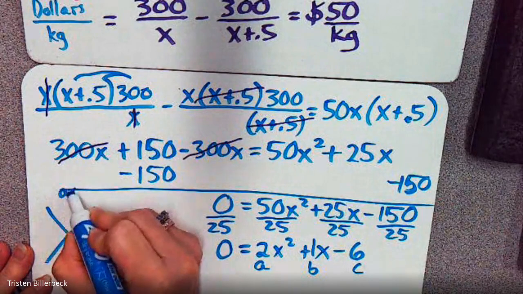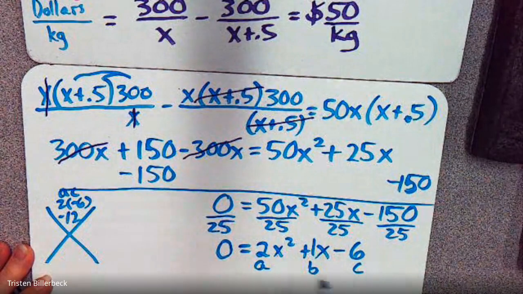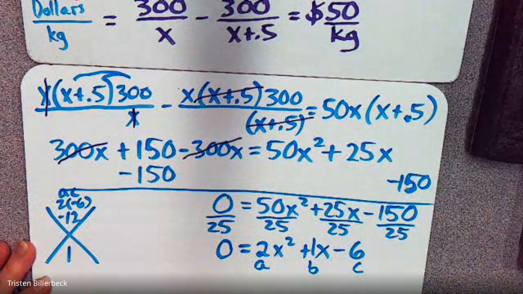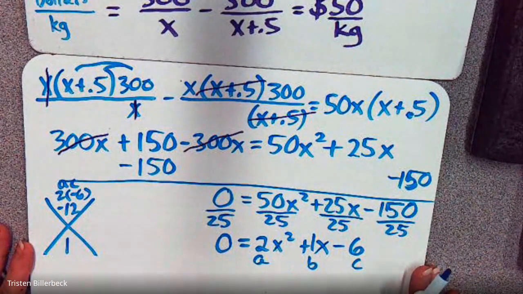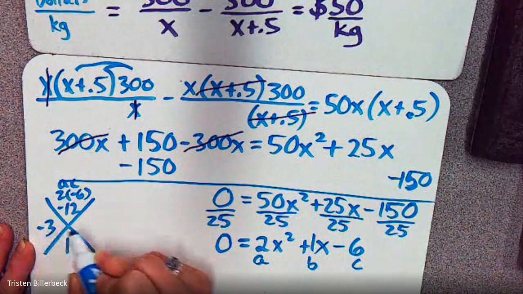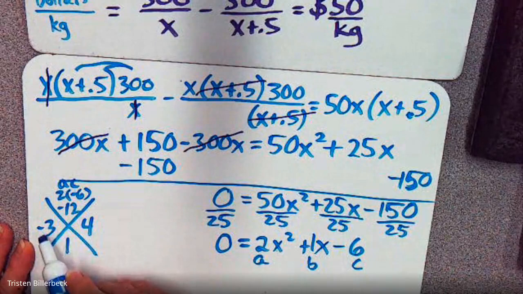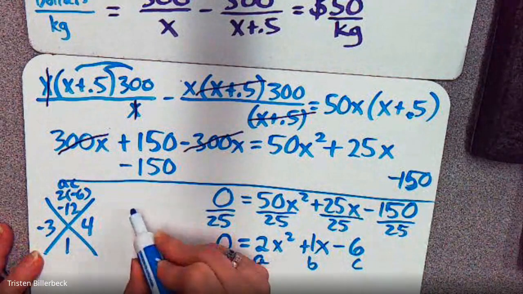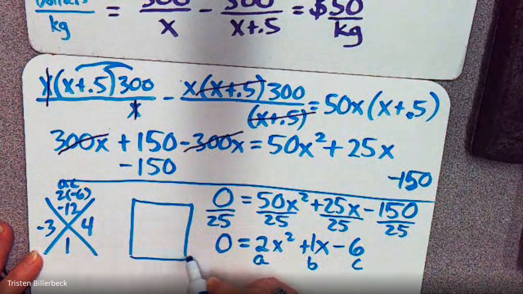So A times C is 2 times negative 6, which is negative 12. And B is just 1. So what is 1 apart but multiplies to be negative 12? That would be 3 and 4 multiply to be 12, and they're 1 apart, and it's positive, so that means the 3 has to be the negative one to make negative 12. So negative 3 times 4 is negative 12, but negative 3 plus 4 is 1. So now what we're going to do is the box.